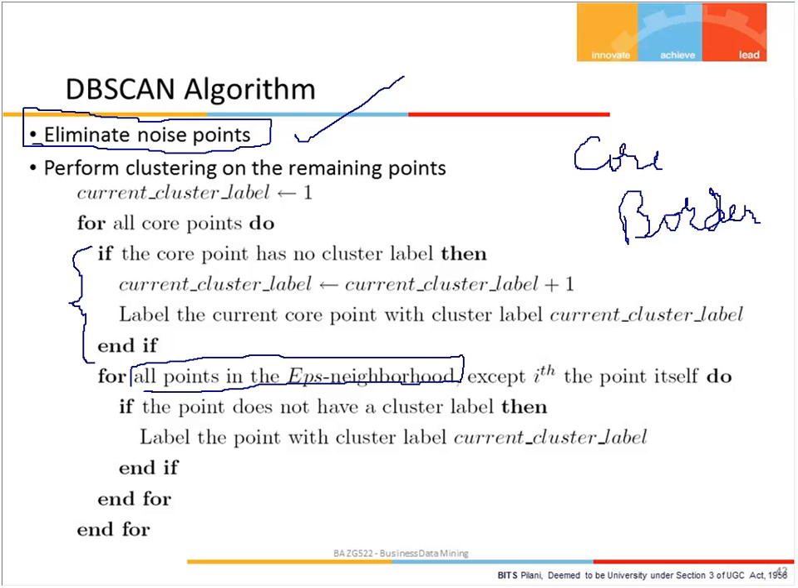Then, if the point does not have a cluster label, we assign it the cluster label of the current core point. So all the points within the epsilon neighborhood get a cluster label. Then we continue with the next core point. Once we are done with the entire data, we are done, because all the core points are considered, and automatically all the border points are considered.